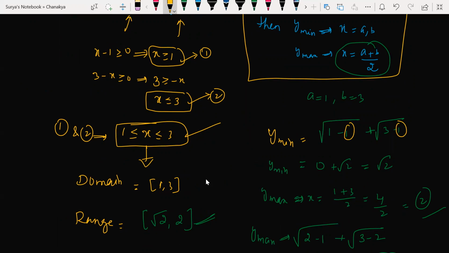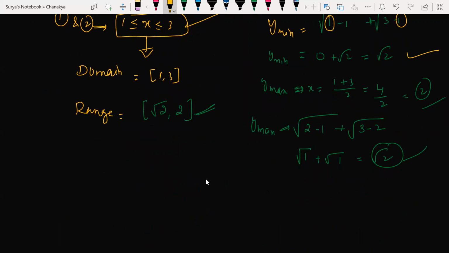I substituted X value as 1. I got root 2 as Y minimum. Maximum is what? X value is A plus B by 2. 4 by 2 is 2. Y maximum is what now? What do I have to take as the X value? 2 here. Understood my point or not?